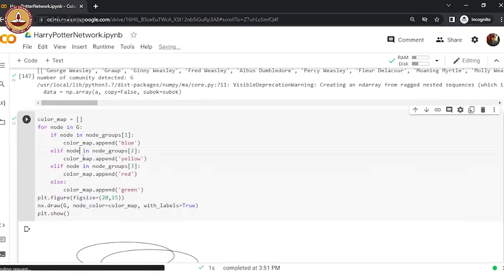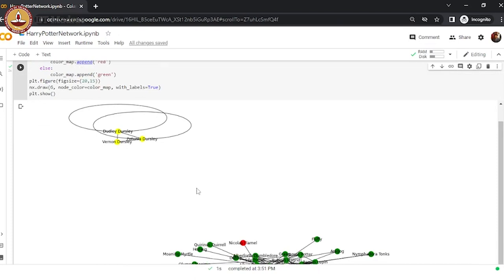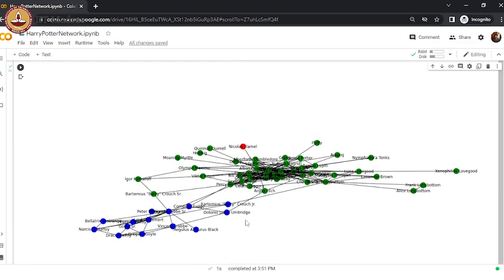You can see different sets of clusters. You have the Dursleys here, the Riddle family here. You have some. I'm just searching for Harry Potter. Okay. You have a green family here. You have a. Right. I think this blue is like the bad guys, and the green is the good guys. Red is a single.